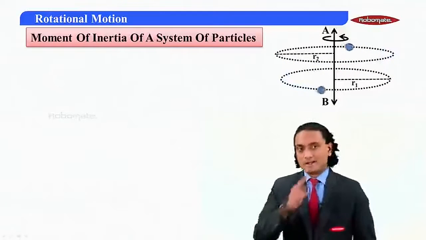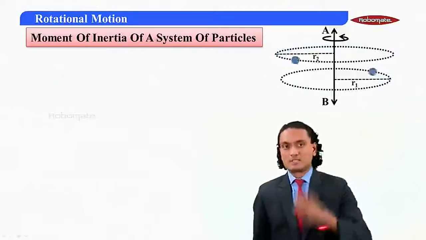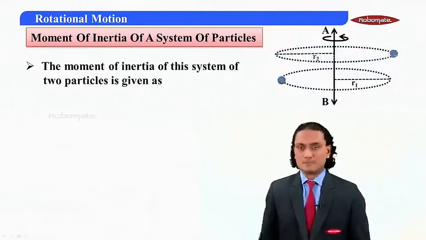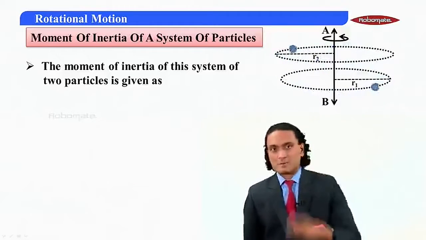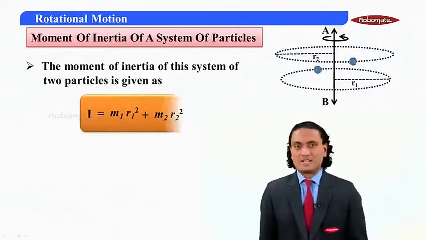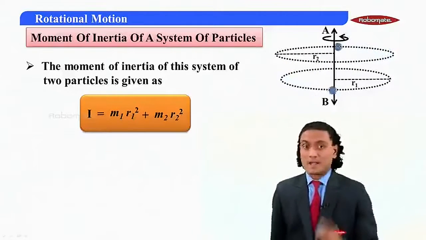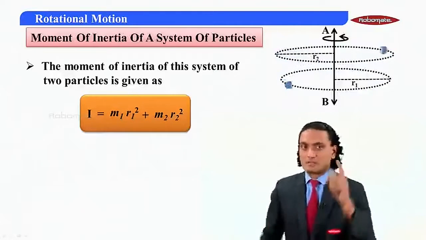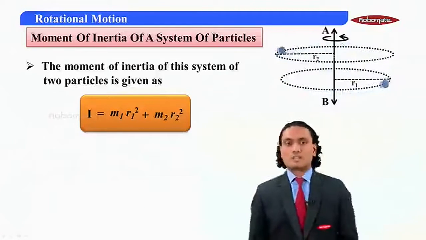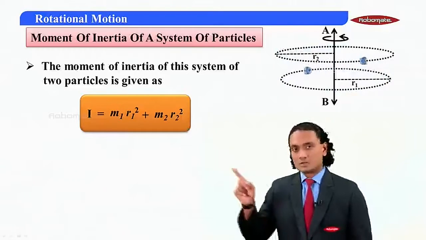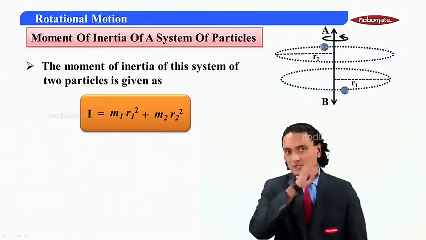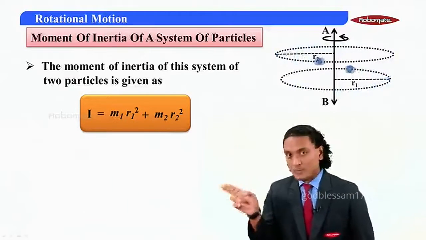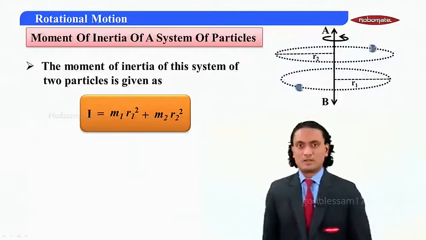Now, I need to find out the moment of inertia of the system of particles. So what is the formula? The moment of inertia of this system of two particles is given as I is equal to m1r1 square plus m2r2 square. m1r1 square is the moment of inertia of the first particle, m2r2 square is moment of inertia of the second particle. So I system, which is the moment of inertia of the system of particles, is m1r1 square plus m2r2 square. Is that clear, students?